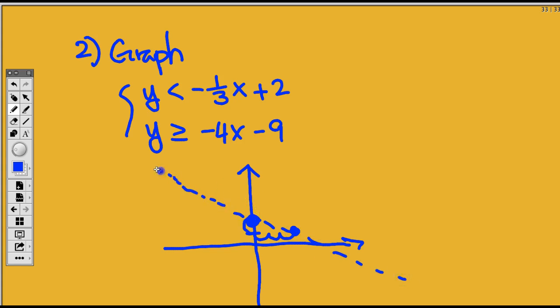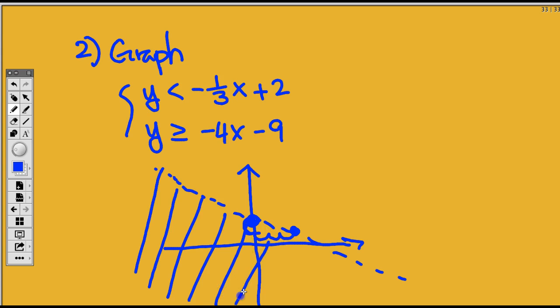Okay. Now, I know that y is less than because the alligator is chomp chomp trying to eat the other side, right? So y is less than, and less than means bottom. And it's very easy for you to tell where the bottom part is, right? Okay. So then now let's take a look at the second equation.